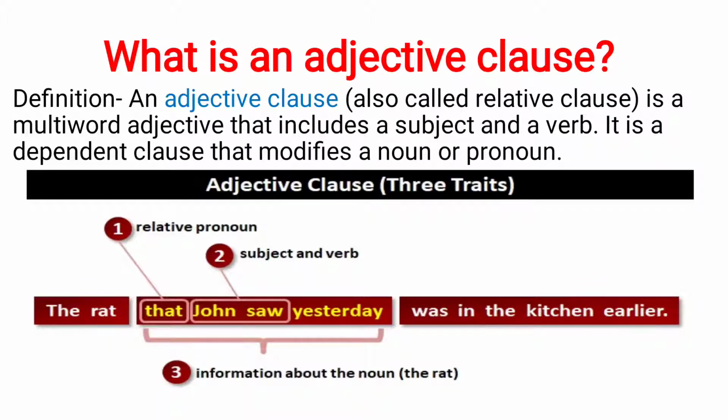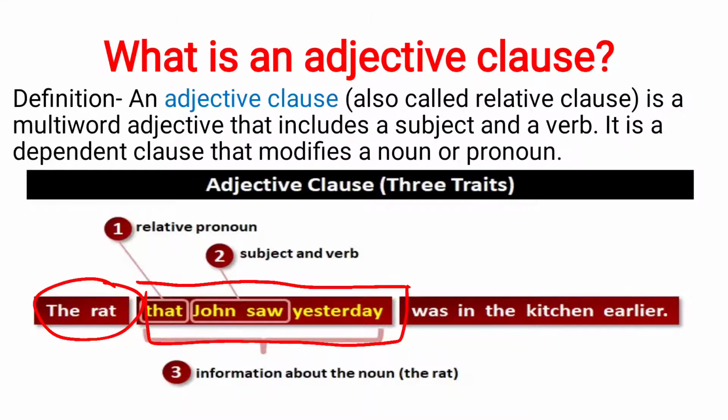Now, this particular group of words has a relative pronoun, and this group of words is giving us information about the noun rat, and that is why this group of words will be considered an adjective clause, because this group of words is describing the noun rat. I hope you have understood the definition of adjective clause.